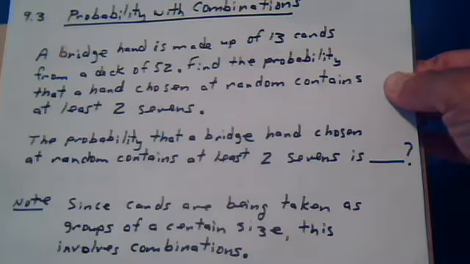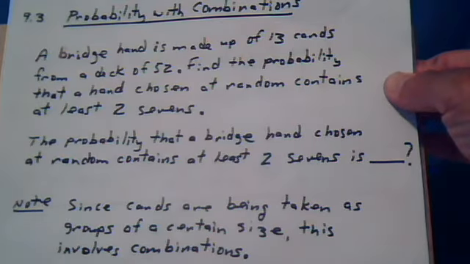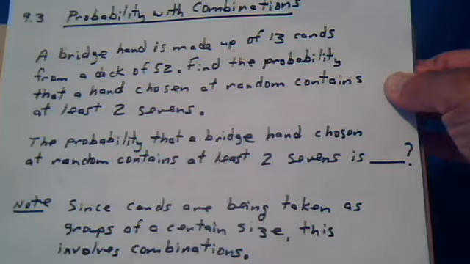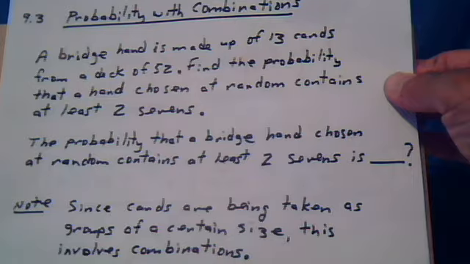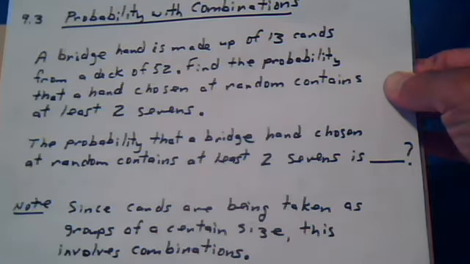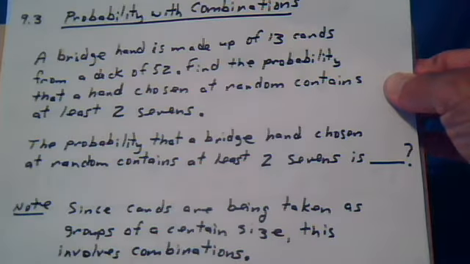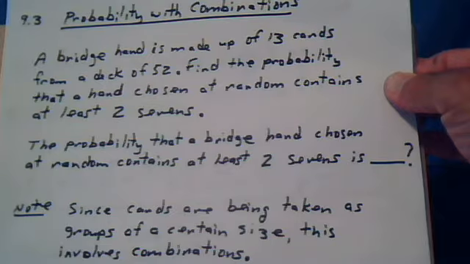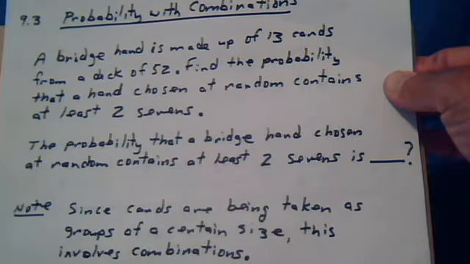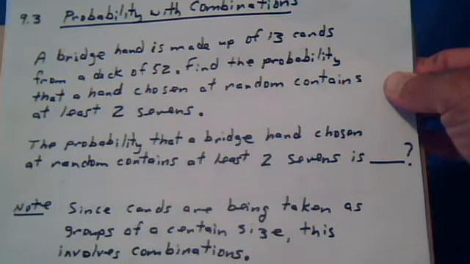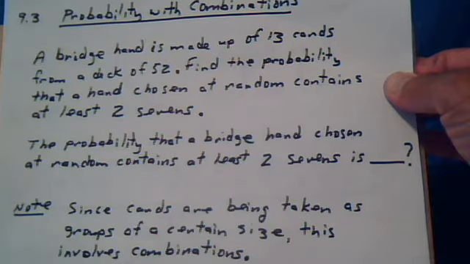Probability with combinations. A bridge hand is made up of 13 cards from a deck of 52. Find the probability that a hand chosen at random contains at least 2 sevens. So we're going to be given 13 cards, and we would like to know what are the chances that in those 13 cards, I have at least 2 sevens.